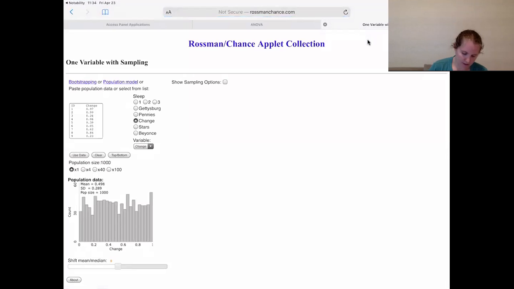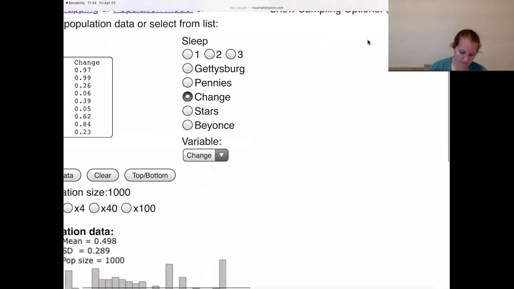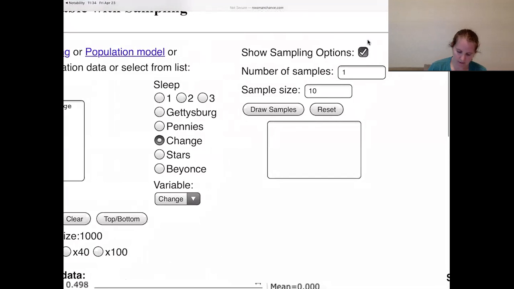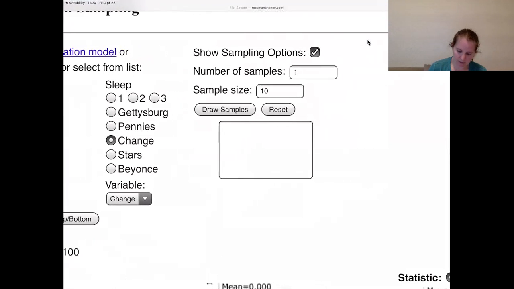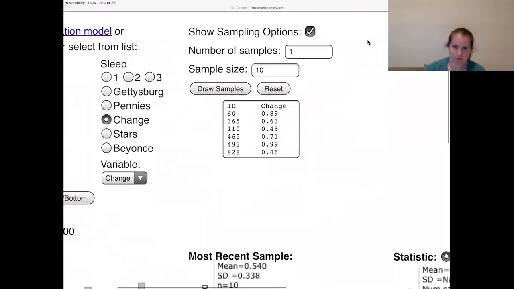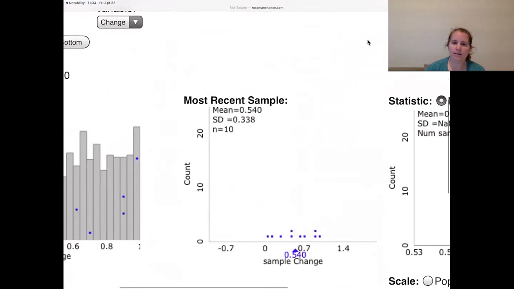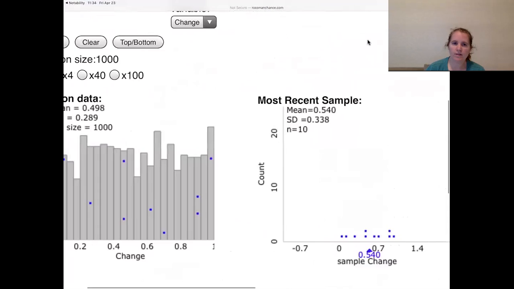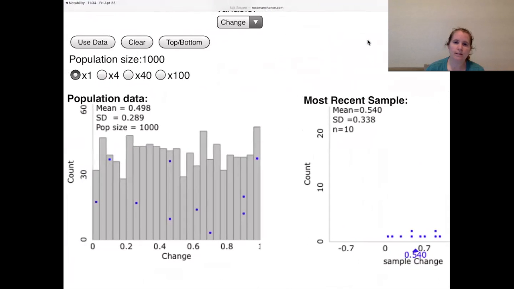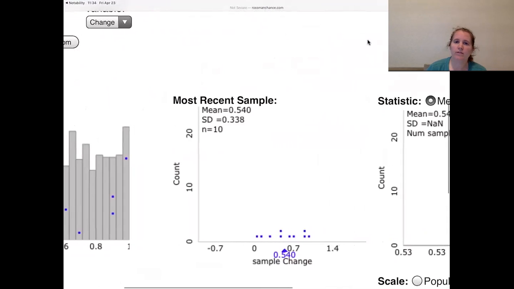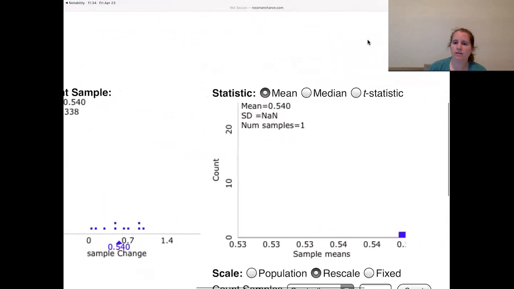All right, so going back to change. We're looking at samples, and we'll start off with samples of size 10. So here's our first sample. We can see our little sample down at the bottom. You can see where it's coming from the original data set over here. And this one had a mean of 0.54. And so we have a mean of 0.54.